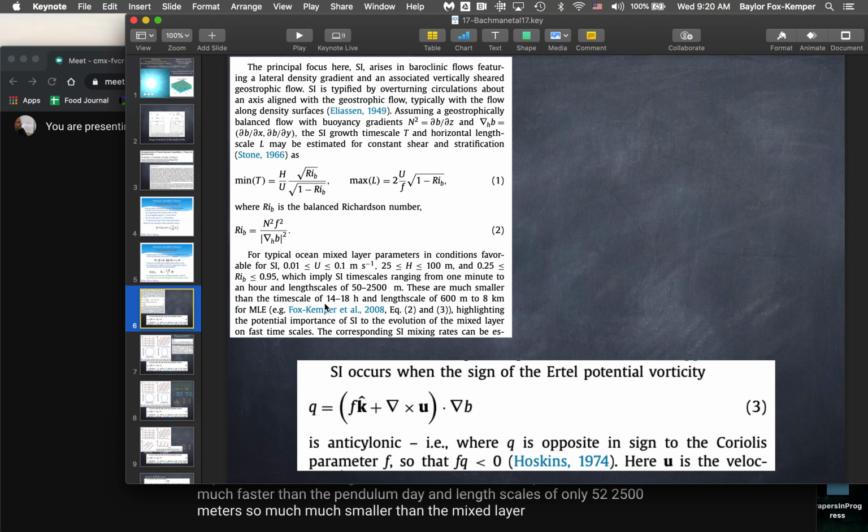So the geostrophic branch, the mixed layer eddies, have a time scale for these same parameters of about 14 to 18 hours, and a length scale of 600 meters to 8 kilometers. So this is about an order of magnitude smaller in length scale and more than an order of magnitude faster in time for the symmetric instability. So if you're looking for a fast-growing thing in the mixed layer, the SI are going to be the dominant fast-growing thing on the fast time scales after you have a convective event. Okay, so I'm going to clarify why a convective event is important for their existence.